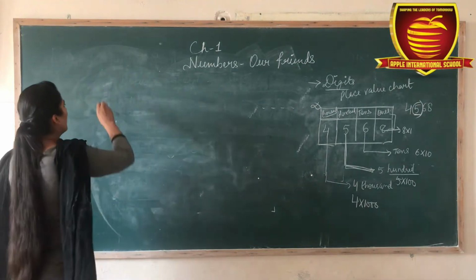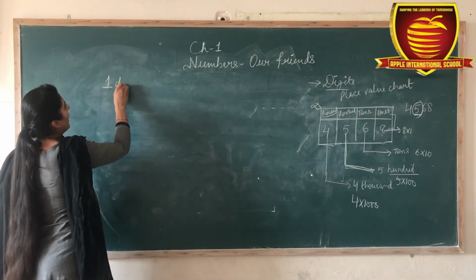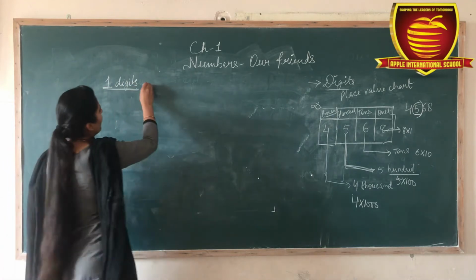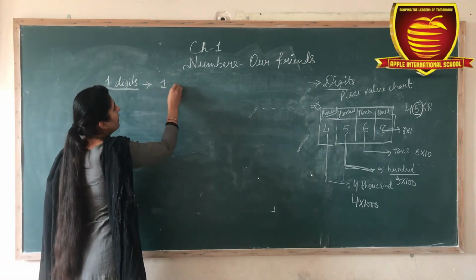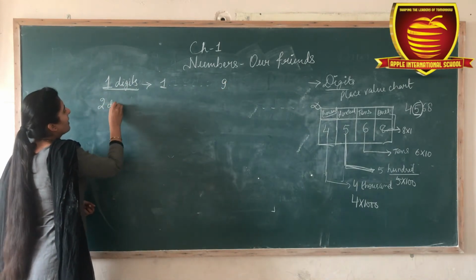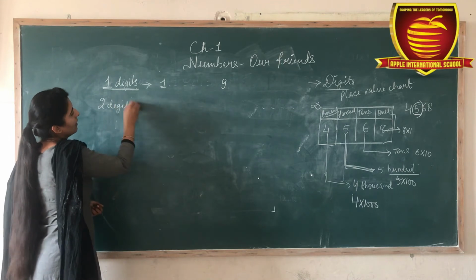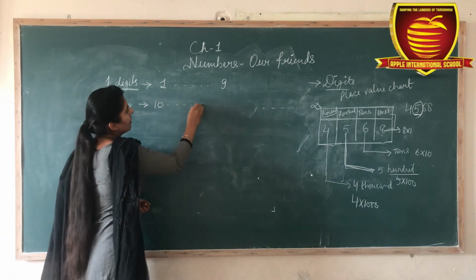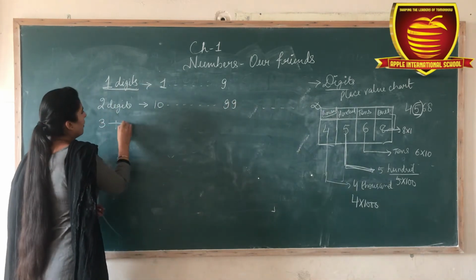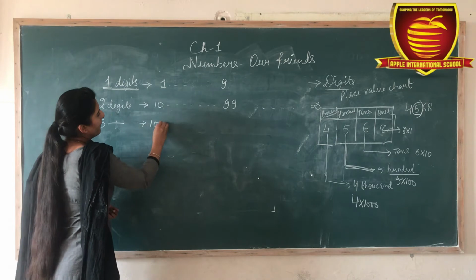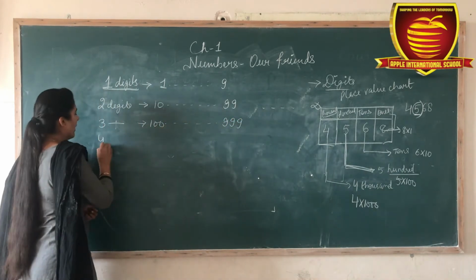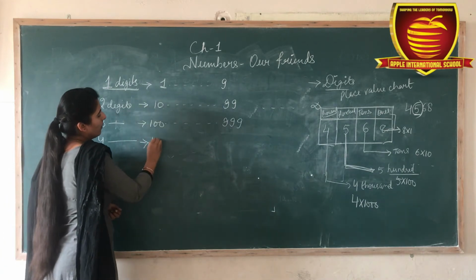So now, firstly you have to know where one-digit numbers start. One-digit numbers start from 1 up to 9. Two-digit numbers start from 10 up to 99. Three digits. Next, four digits.